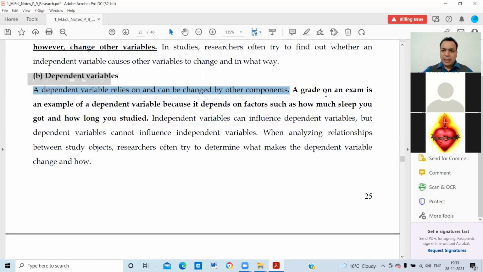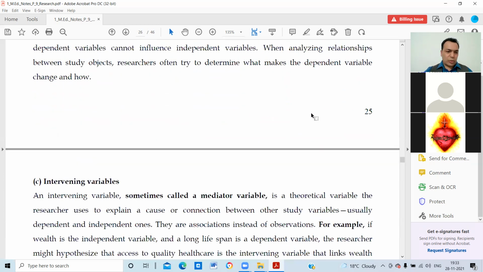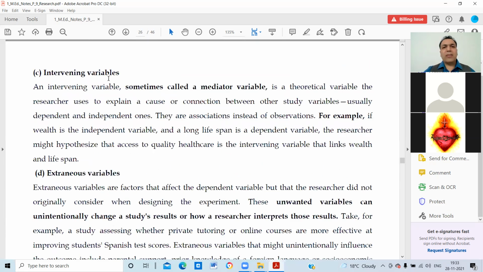I have given you one example of a dependent variable also. Third is an intervening variable. Sometimes the intervening variable is called the mediator variable. With a simple example, I will help you understand. What is the intervening variable?